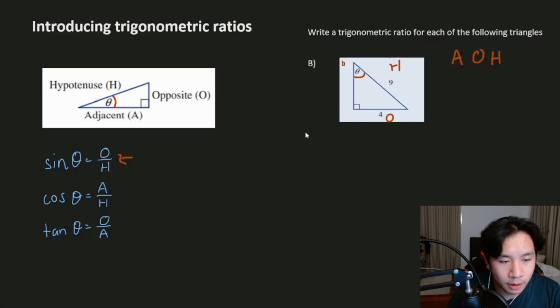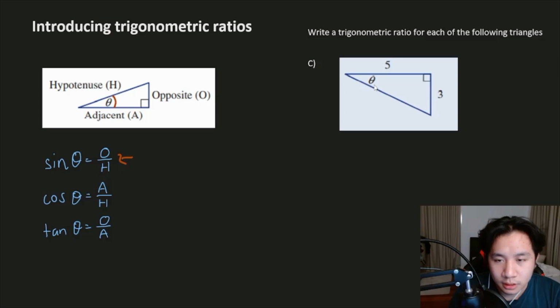And so we need to figure out which one has O and H. And I've already pointed it here. So it's going to be sine. Sine theta. And here it tells you to write O first. So in this case, that's 4. And then H, which is 9.